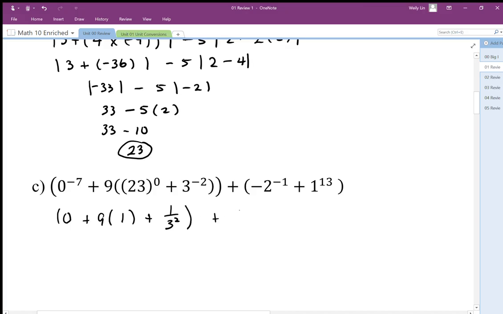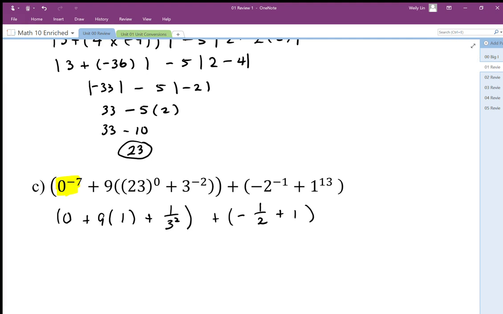Okay, plus -2 to -1. Well, that's going to be negative. These negatives do not interact. And then we divide once. And 1 to the 13 is just 1. Okay, so this is almost correct. Okay, there's a problem with this here, and that means that -7 means divide by 0 7 times.